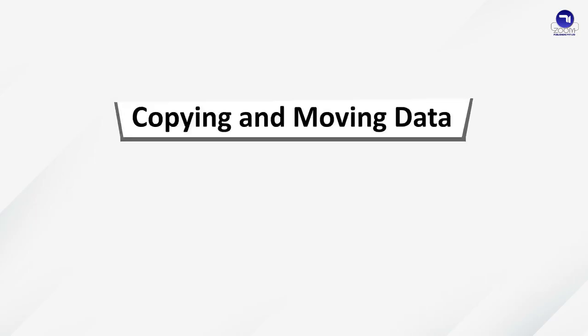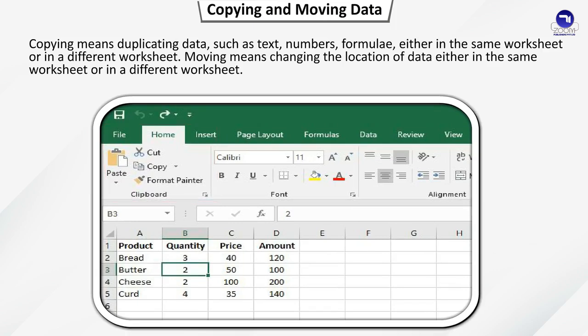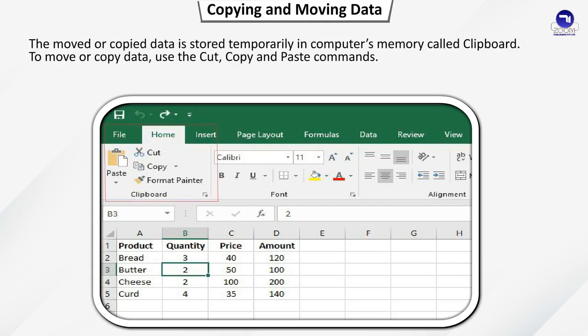Copying and moving data. Copying means duplicating data such as text, numbers, formulae either in the same worksheet or in a different worksheet. Moving means changing the location of data either in the same worksheet or in a different worksheet. The moved or copied data is stored temporarily in computer's memory called clipboard. To move or copy data, use the cut, copy and paste commands.